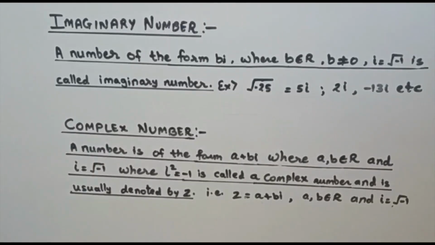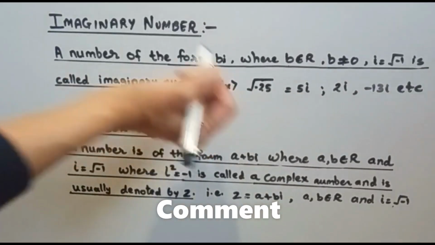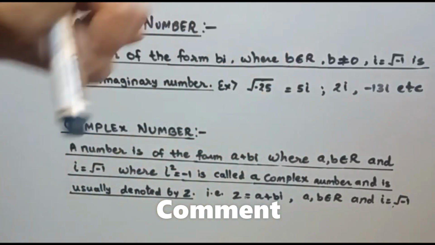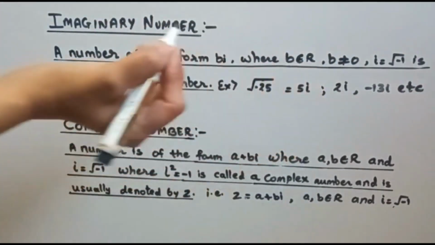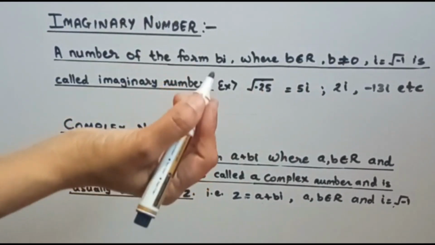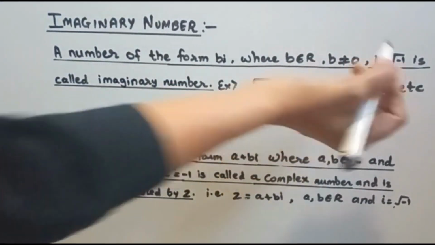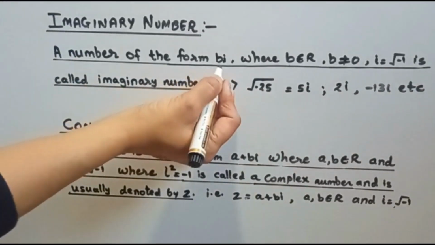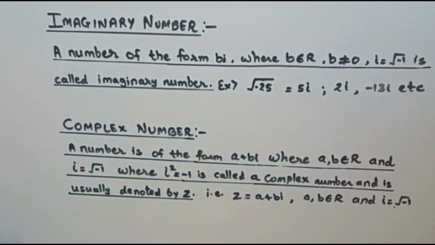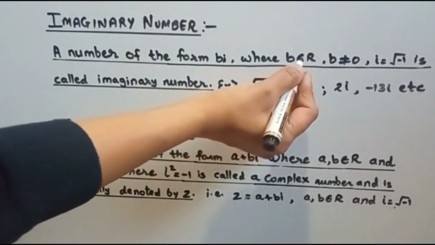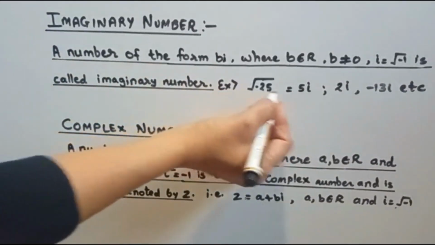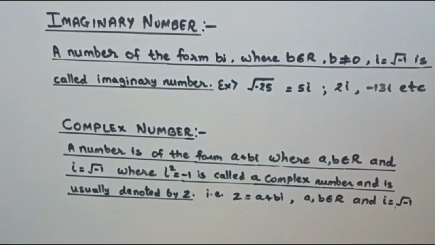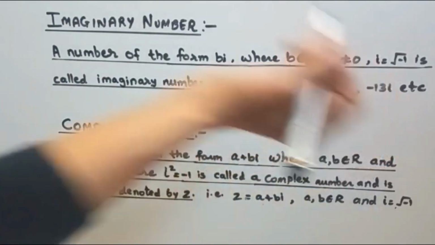Standard definition of imaginary number. A number of the form bi where b belongs to R, and b cannot be 0. b belongs to R means b is a real number. What are real numbers? Real numbers include both rational and irrational numbers. This i is root minus 1. A term bi is called an imaginary number. The value of i is root minus 1. These are some examples. Root minus 25 is 5i, 2i, minus 13i. These are all examples of imaginary numbers.